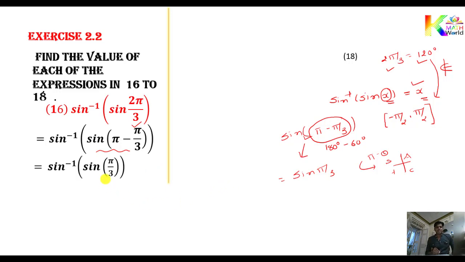Now pi by 3, that is 60 degrees, and this 60 degrees obviously lies in this interval. That's why this time you can use this formula, sine inverse of sine x equals x. Why? Because this x this time lies in this interval. So what should be the answer? Pi by 3.